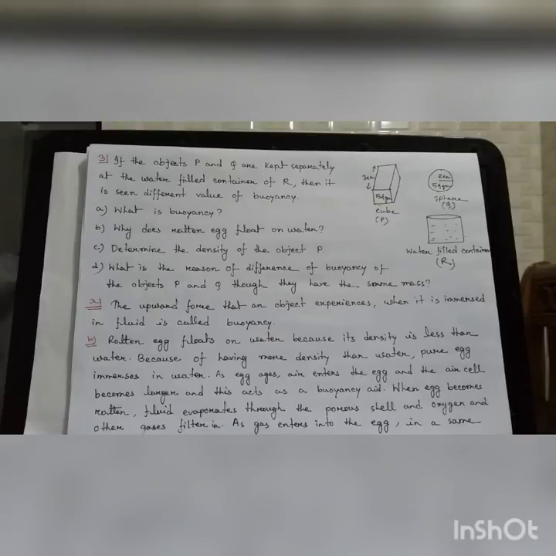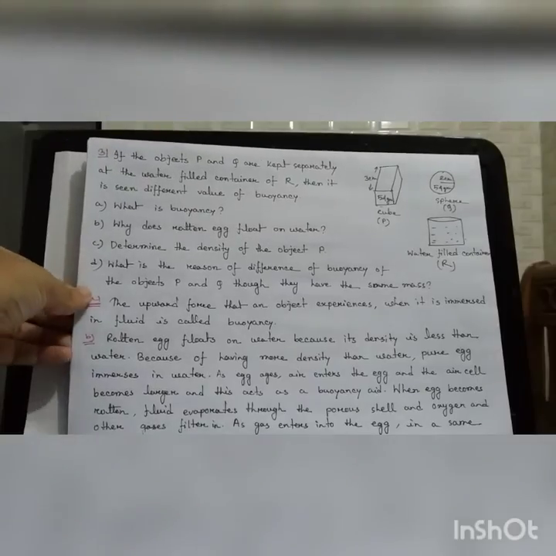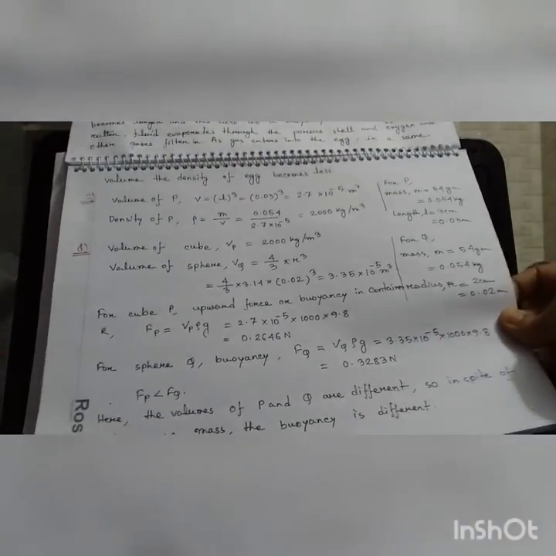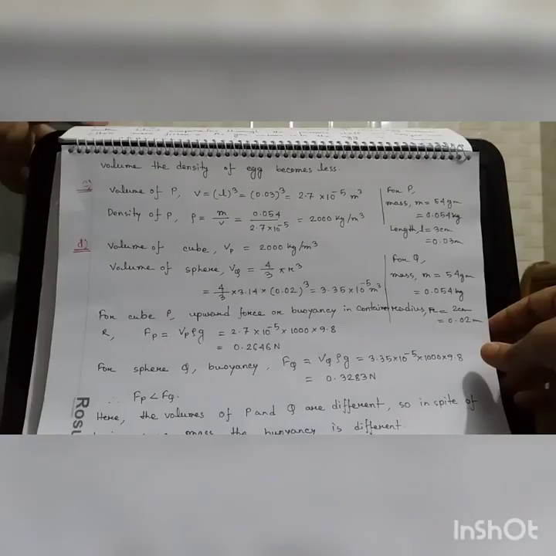Question number C, determine the density of the object P. We have to determine the density. We know the familiar equation of density, rho equals m by v. Here, what is the information for P? For the cube, the mass is 54 gram, that means 0.054 kg. The length is 3 centimeter, that means 0.03 meter.